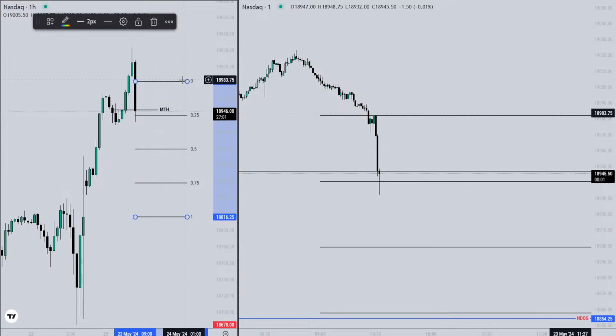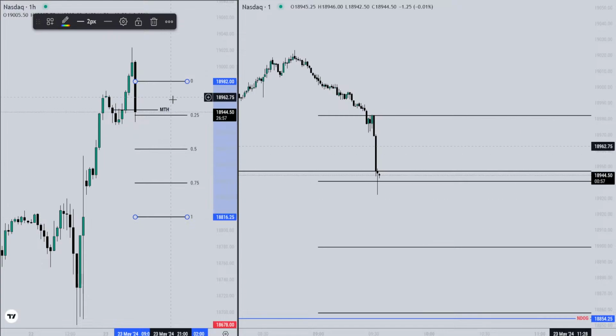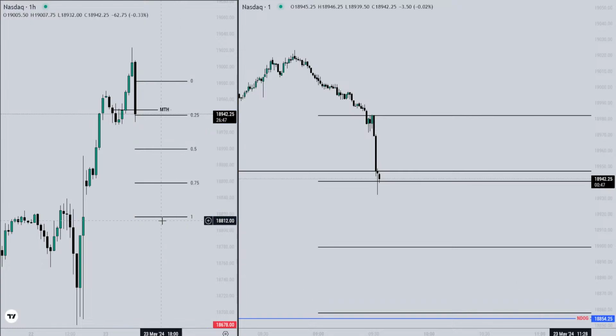This is the opening gap, okay? Here to here, this is the opening gap. So instead of the gap, I just marked the levels: 0%, 25% first quadrant, 50%, third quadrant, and the closing of the opening gap. I will see if any of these levels can be the reversal point for Nasdaq. Any of these can be the reversal point.